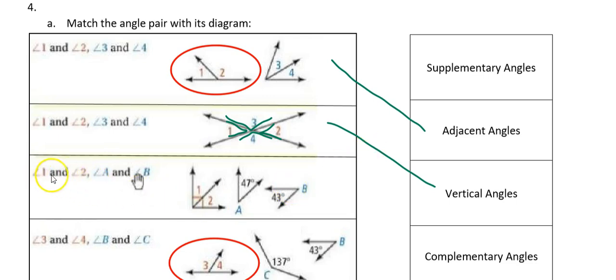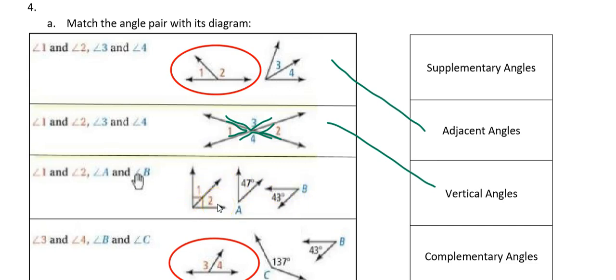Our next diagram here shows the relationship between 1 and 2 and A and B in two different diagrams. Angles 1 and 2 are adjacent angles. We already used that term though. And A and B are not adjacent angles. They're not touching. So there's some other relationship happening here.